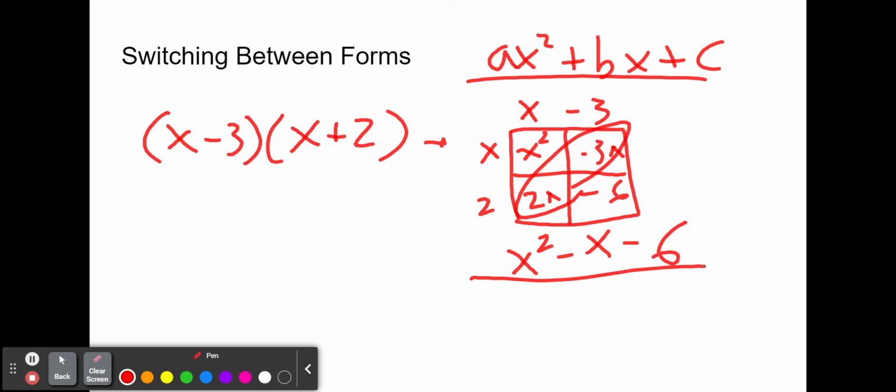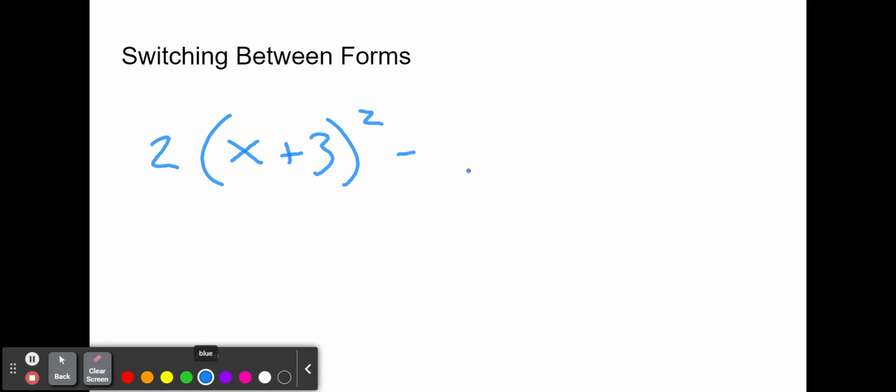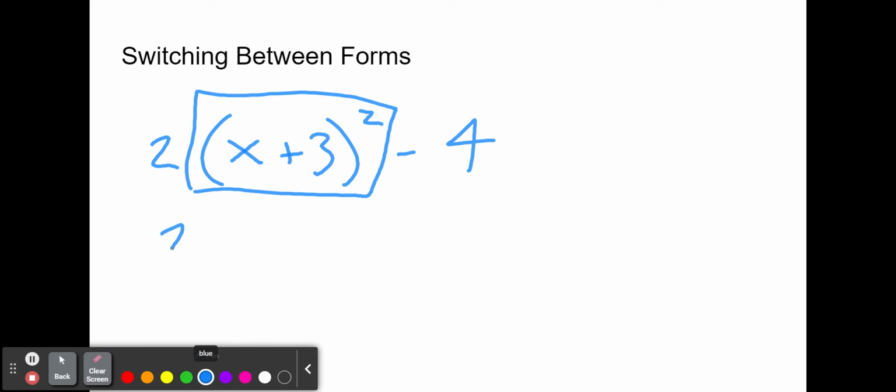But what if you have something in vertex form? Well, this actually isn't all that bad either. Let's say that I had maybe like 2 times the quantity x plus 3 squared minus 4. And that's pretty much as ugly as it's going to be. What you've got to recognize is that this quadratic expression right here in the middle is the same thing as just x plus 3 times x plus 3.